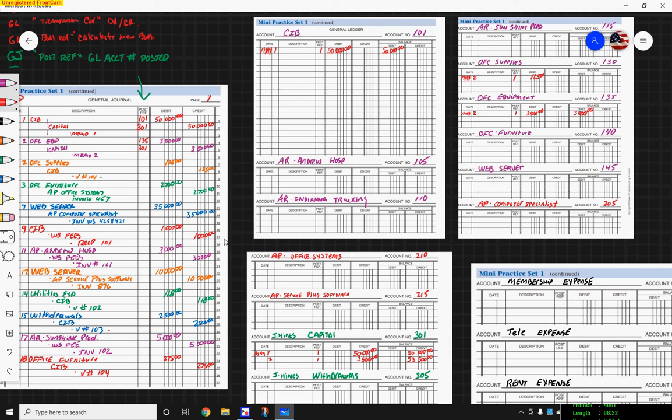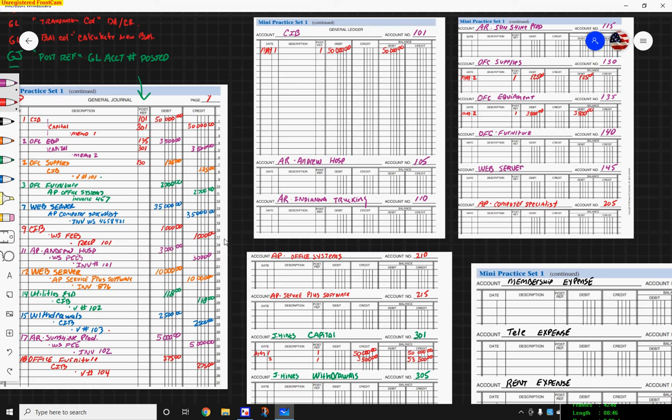No previous balance to speak of, so it's $125. The account number that it was posted to was 130. So we're going to go back to our general journal in the post reference column and put 130. Cash and bank, credit for $125.